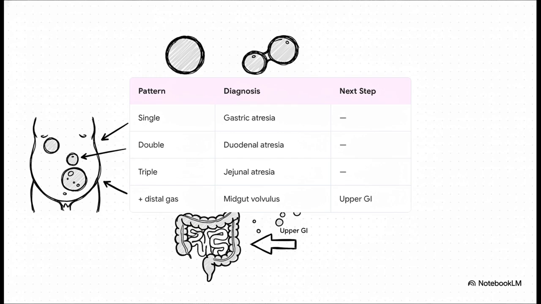You see one bubble? Gastric atresia. You see the classic double bubble? That's duodenal atresia. Triple bubble? Jejunal atresia. It's that simple. But if you see bubbles plus distal gas, that's a huge red flag. That could be a midgut volvulus, and that's a surgical emergency. The pattern literally tells you the answer.